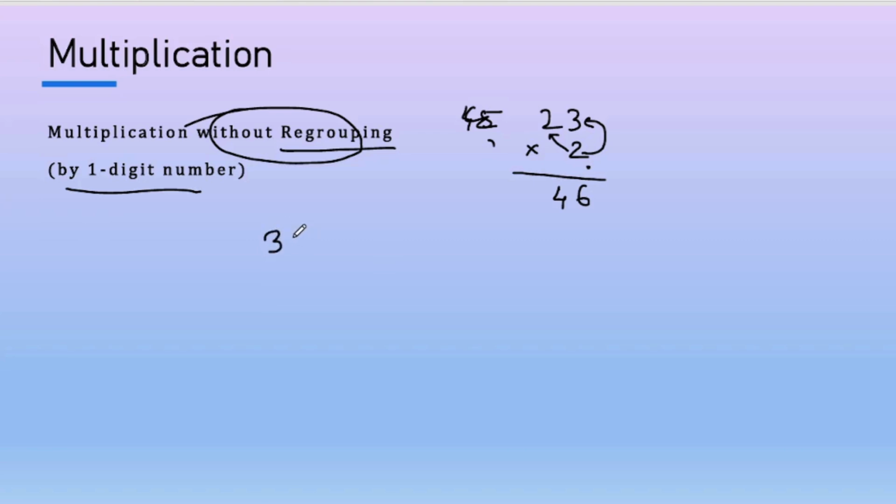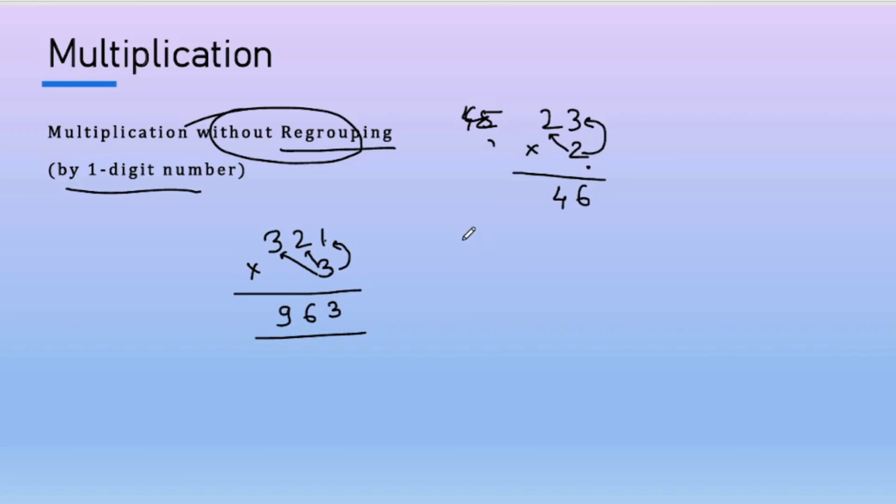3, 2 and 1 multiplied by single digit number, that is 3. First we multiply the ones place, then we multiply the tens place, then we multiply the hundred place. So first 3 multiplied by 1, 3, 3 multiplied by 2 is 6, and then 3 multiplied by 3 is 9. So this is multiplication without regrouping by one digit number.